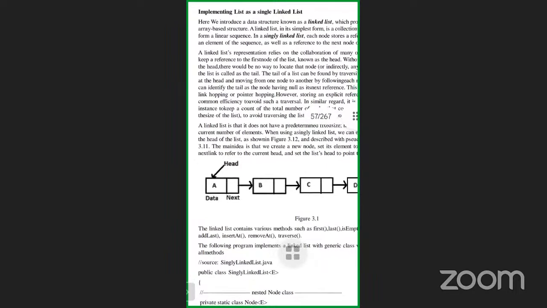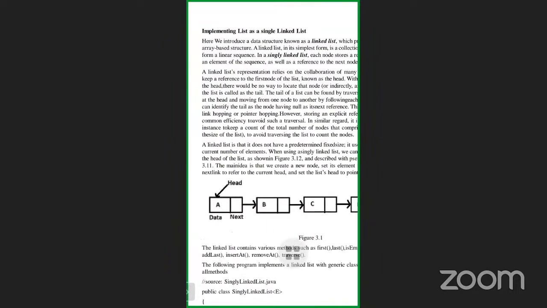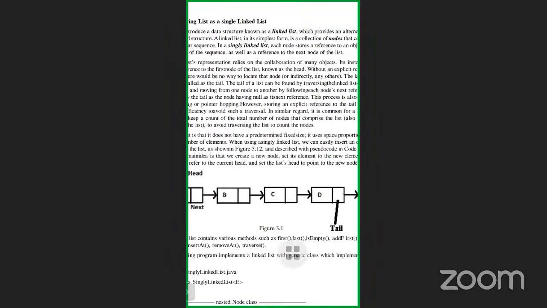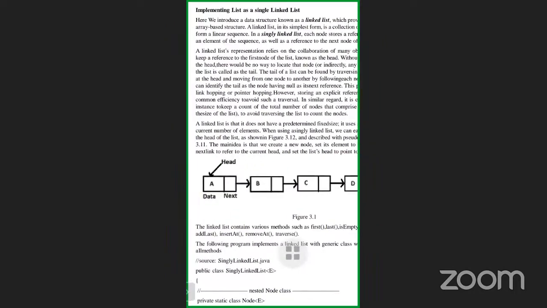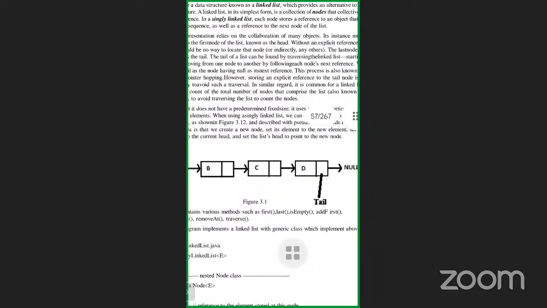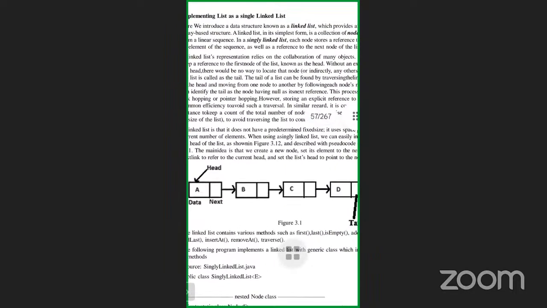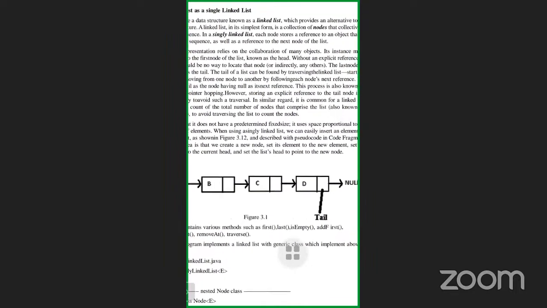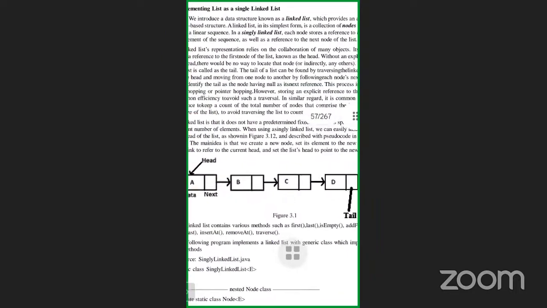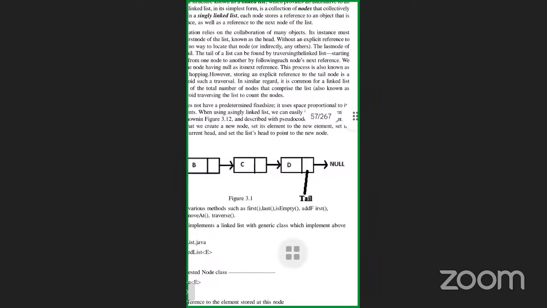A linked list representation relies on the collaboration of many objects. Its instance must keep a reference to the first node of the list, known as the head. So the first node is called the head and the last node is called the tail. If you want to store four elements here, the first element is called the head and the last is called the tail.